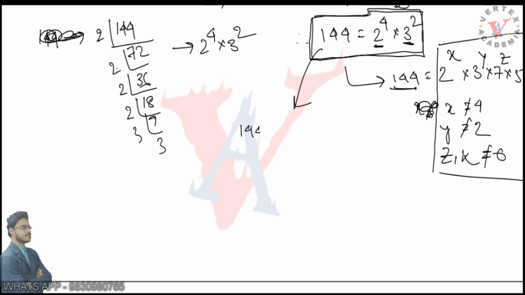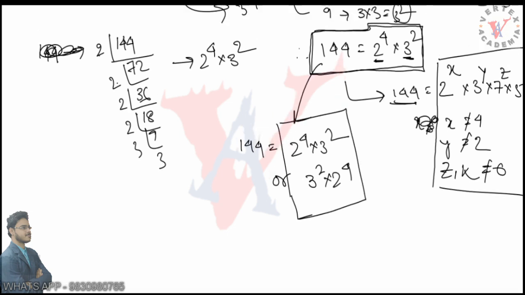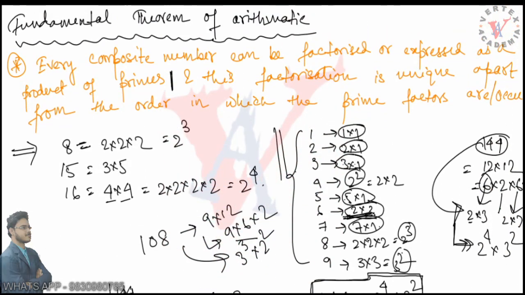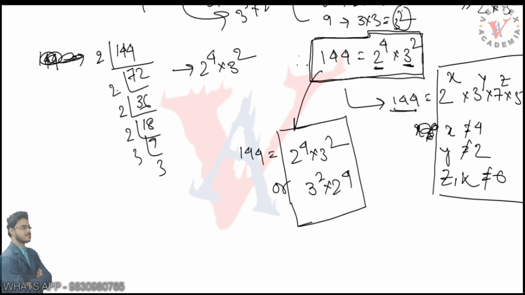Now we can write 144 equals 2 to the power 4 into 3 square, or we can write it as 3 square into 2 to the power 4. We can write only in these two ways. There are no other possible ways. Here it is written that this factorization is unique apart from the order in which the prime factors occur. What does it mean? That in the order, first we write 2 to the power 4, here first we are writing 3 square. This is a bit silly thing, but in terms of mathematics this is important. And this may seem silly to you, but we are going to prove a theorem in the next lecture which will help us in many problems. For that, this is very important.